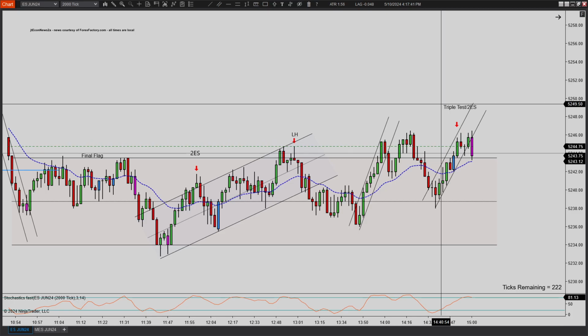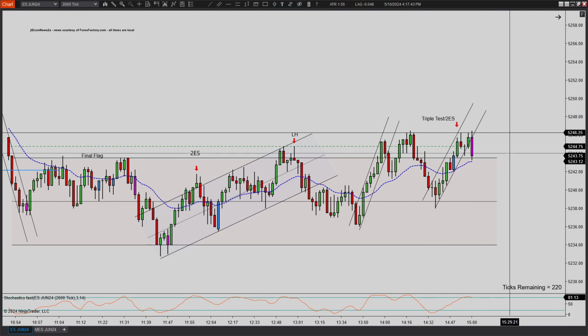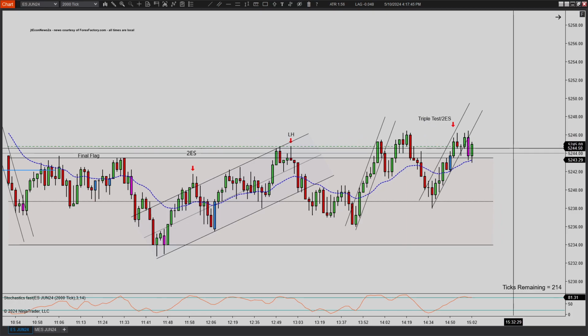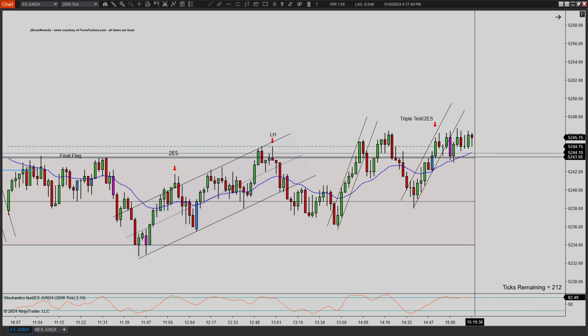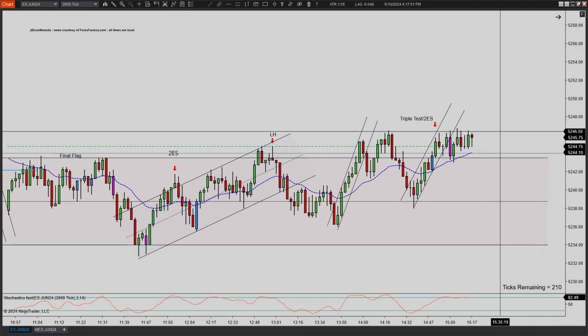It's a triple test, second entry short, and those outside bars suck, but it happens. And it looks like you would have got your scalp at least. It is getting pretty late in the day, so you do got to be careful of that.